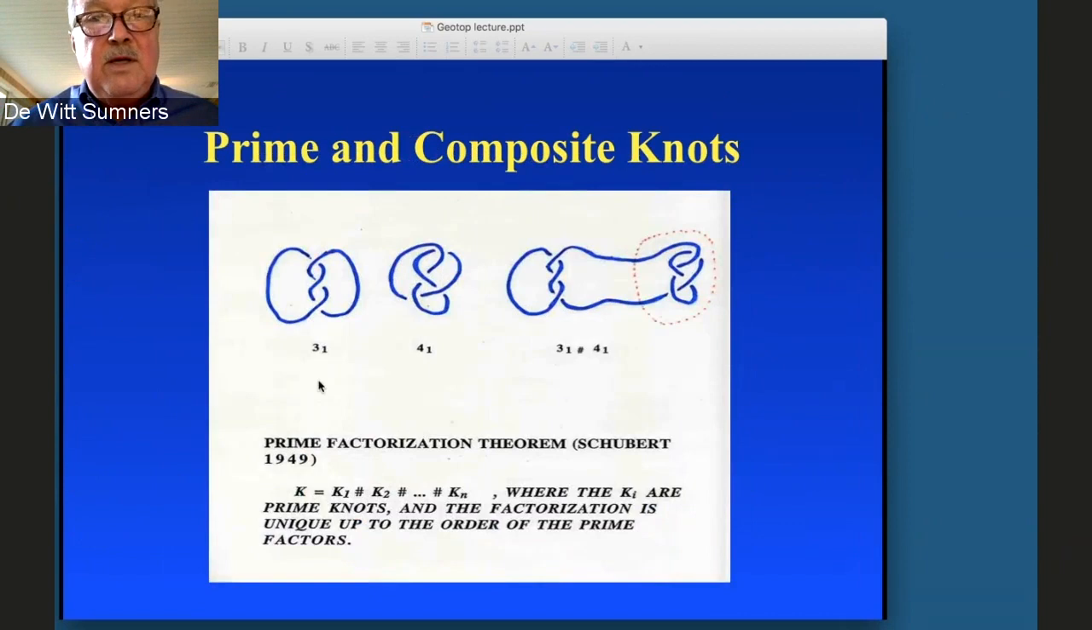Another theorem from knot theory is that knots can be decomposed like the integers. If you think of taking one knot and breaking it here and taking another and breaking it, connecting them up, that's the connected sum of knots. And every knot can be factored into prime knots, and a prime knot cannot be factored any further. So this knot is the connected sum of the trefoil and the figure 8. And it's written as 3-1 plus 4-1. 3 is the number of crossings, and 1 is its position in the knot tables. This is a theorem of Schubert. This is a prime factorization theorem. So it's just like the integers in multiplication.